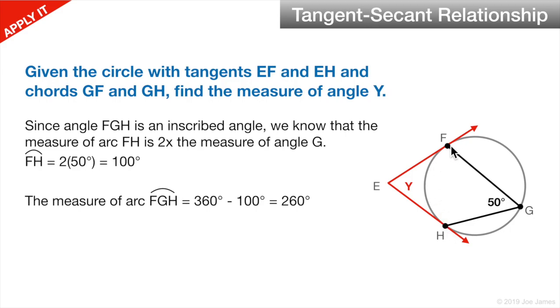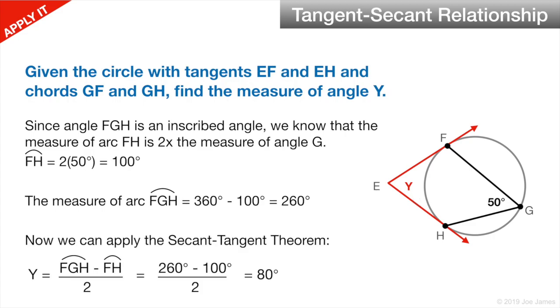Now we know this long arc, and we know the short arc for Y. So what do we do? We just subtract and divide by 2. Right? We take 260 minus 100, 260 for the big arc, 100 for the little arc, and we divide by 2 and we get 80. So the measure of Y is 80 degrees.